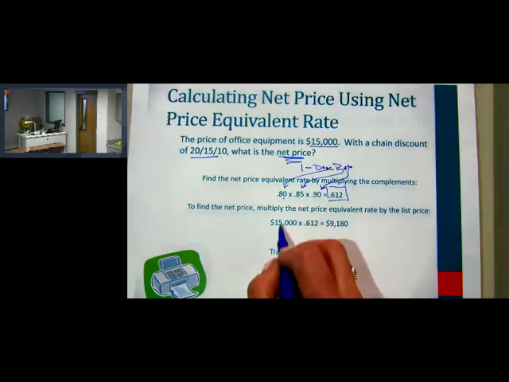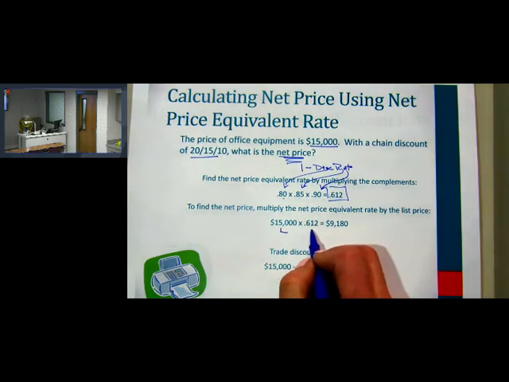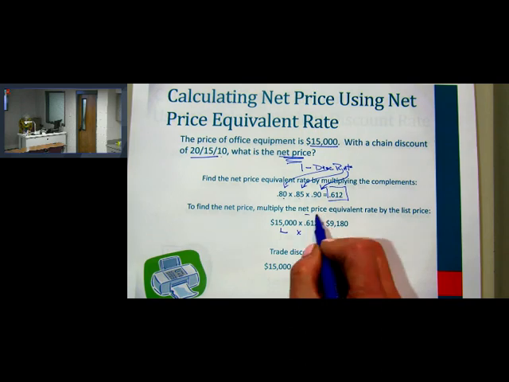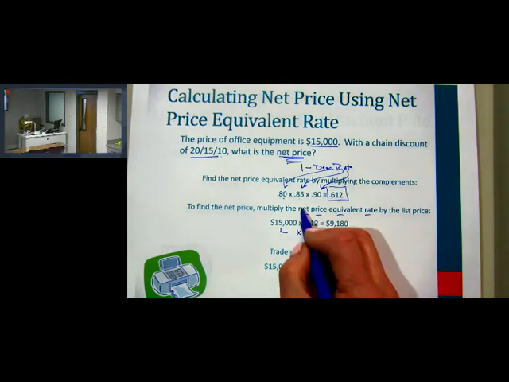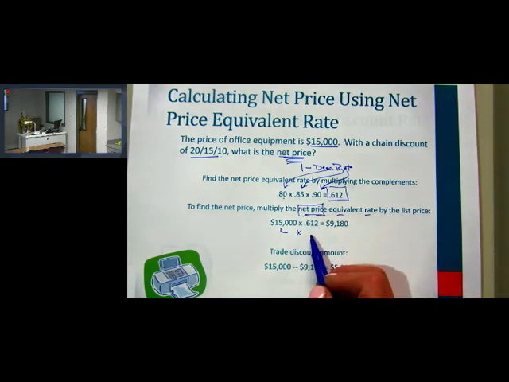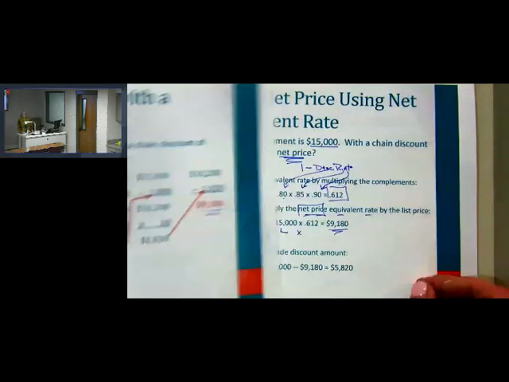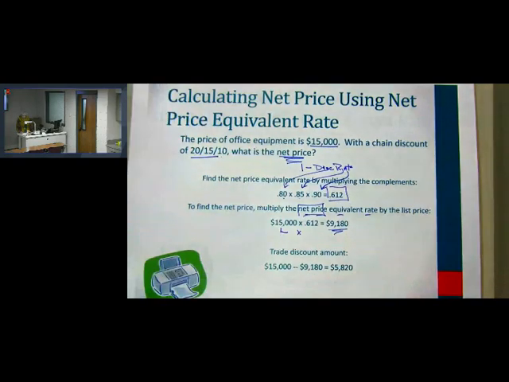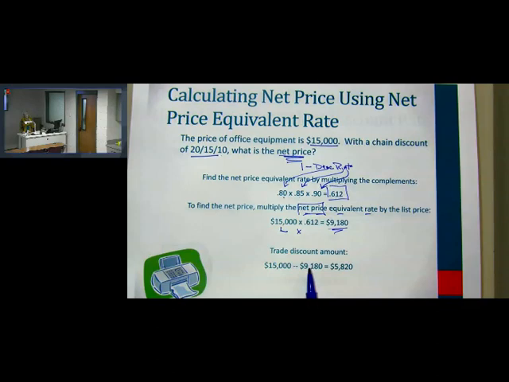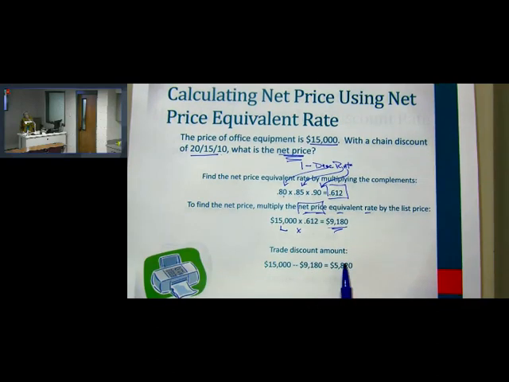So here's my list price here. Here's my net price equivalent rate. It's going to give me my net price of 0.612. The answer's the same. Only, look at here, guys, didn't have to do all of that subtracting. Same answer. All right. If you want to know the discount, that's easy to do too. Just take your list price minus your net, and you've got your discount amount.